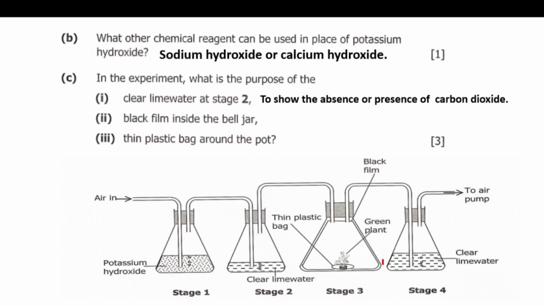This black film here, of course, is to block light. That's all, nothing else that the black film is there to do, to block light. Then we have a thin plastic bag around the pot. There's a thin plastic bag around the pot to block water vapor or gas from the soil. Any gas that may be coming from the soil here must be blocked. Make sure whatever gas comes here must be coming from the plant here.